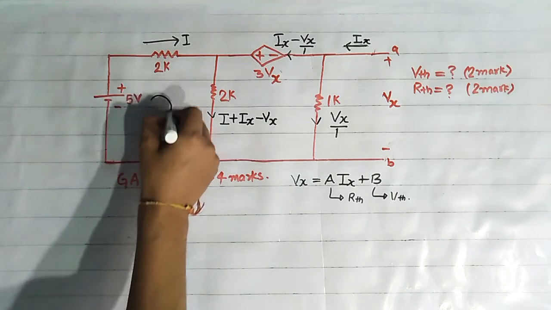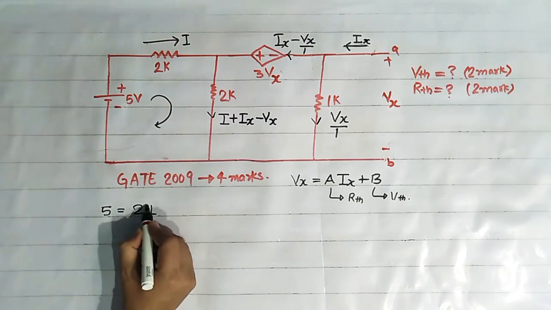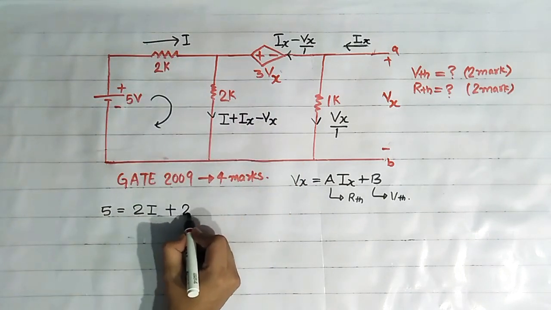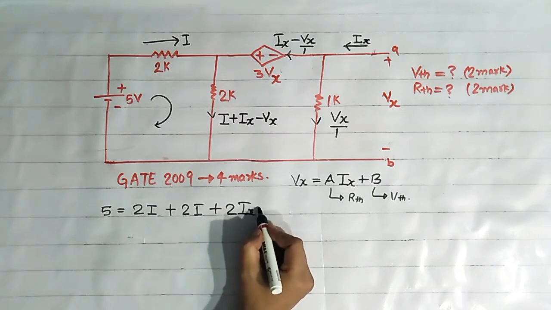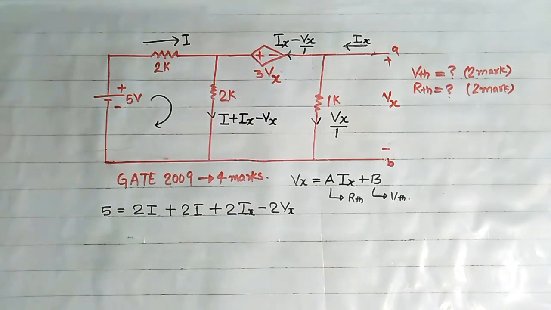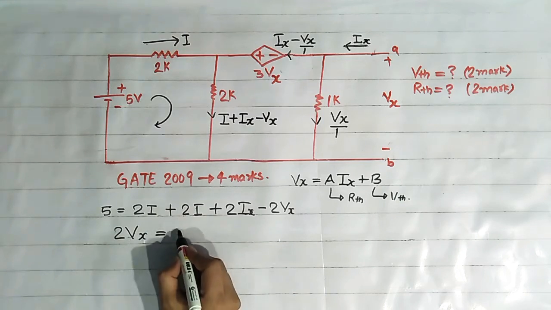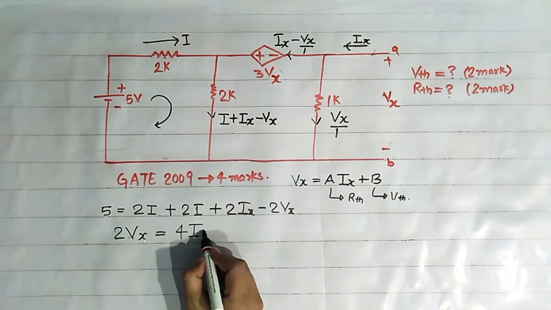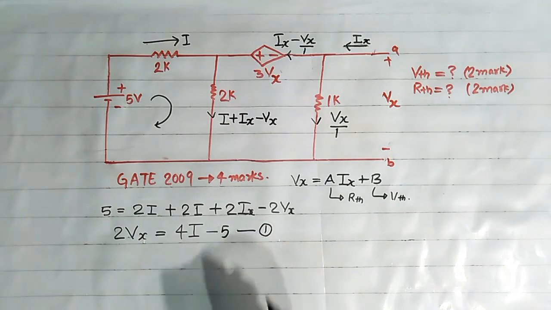First apply the KVL equation in this loop. Then we get 5 is equal to 2I plus 2I plus 2Ix minus 2Vx. So on solving this we get 2Vx is equal to 4I minus 5. This is our first equation.